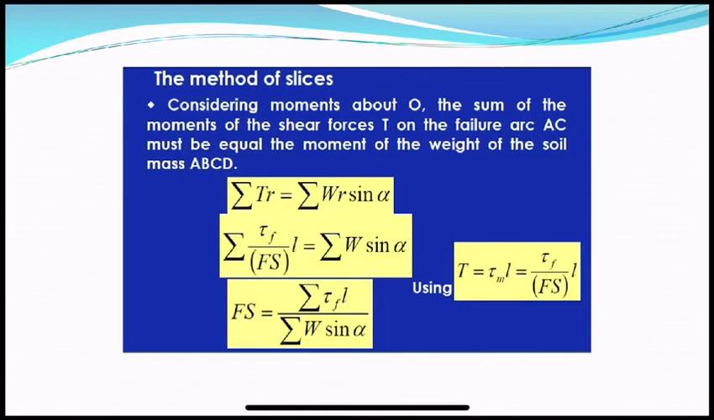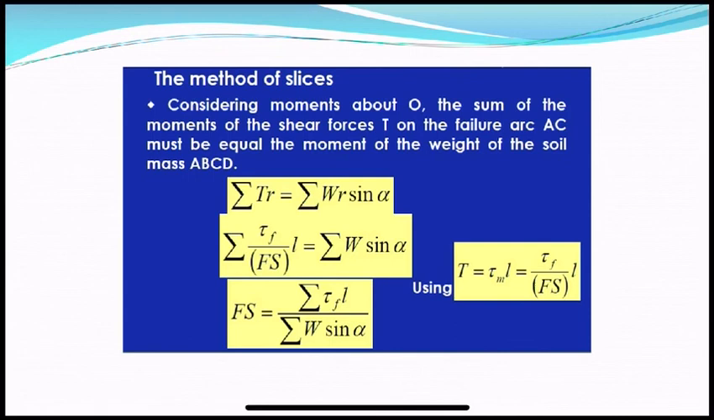In the method of slices, considering moments about O, the sum of the moments of the shear forces T on the failure arc must be equal to the moment of the weight of the soil mass ABCD. So we can write sigma T into R is equal to sigma W R sin alpha. Using T equal to tau m into L, and tau m equal to tau f by factor of safety, we can write sigma tau f by factor of safety into L is equal to sigma W sin alpha.